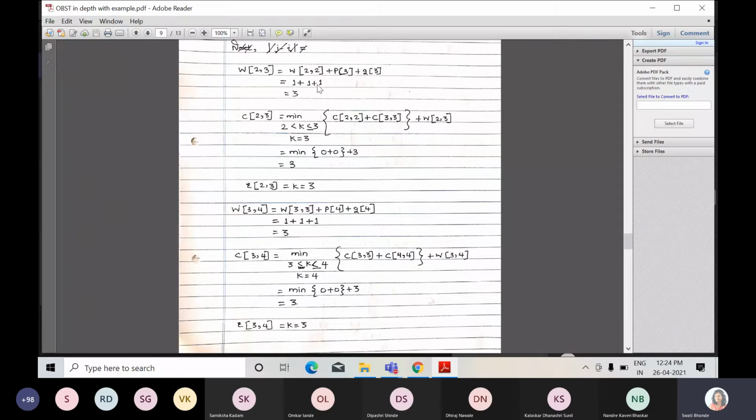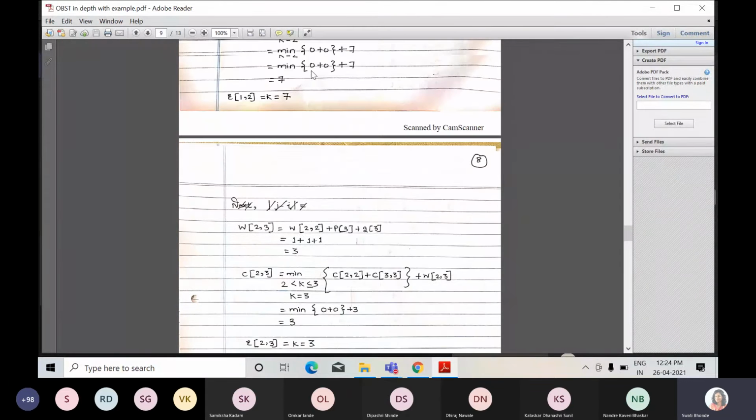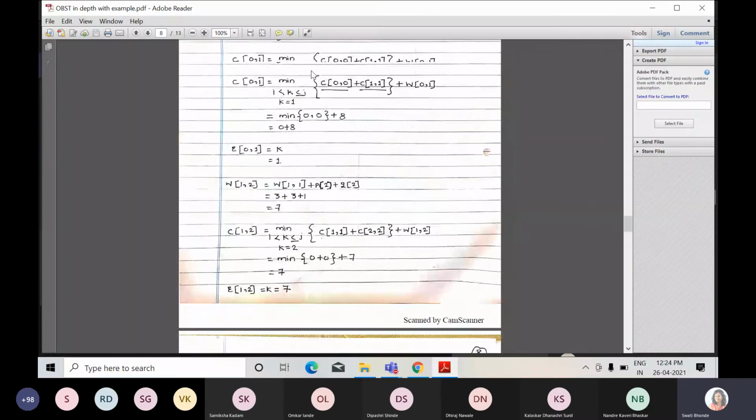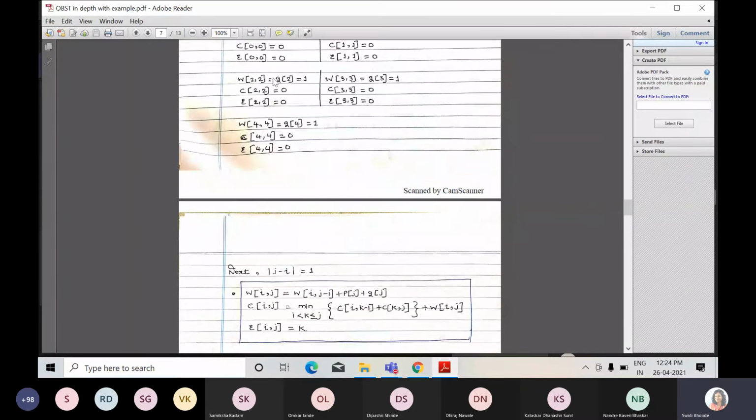Hey, C of 2 2 is not there. This is W of 2 2. W of 2 2 we have found out in step number 1. What is W of 2 2? Look, W of 2 2 is 1. If it were cost of 2 2, then the cost from the node itself would have been 0.